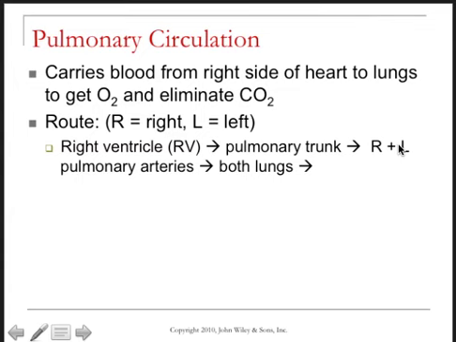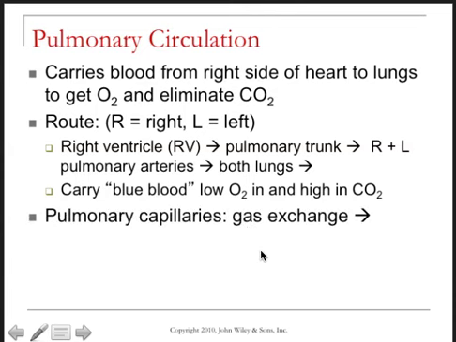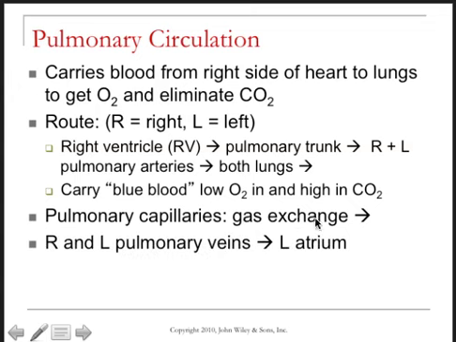So we go into the right ventricle, to the pulmonary trunk, to the right and left pulmonary arteries, then to both lungs. From there, we carry deoxygenated or blue blood, which is low in oxygen and high in carbon dioxide, into the lungs. In the pulmonary capillaries, we have gas exchange, so we swap carbon dioxide for oxygen. What governs this primarily is the difference in concentration gradients of these two gases.